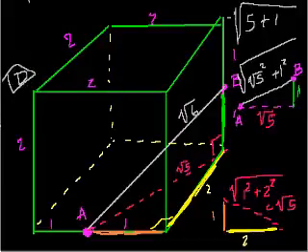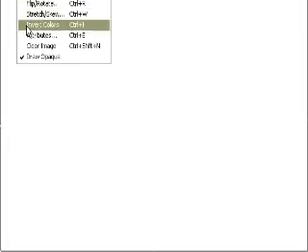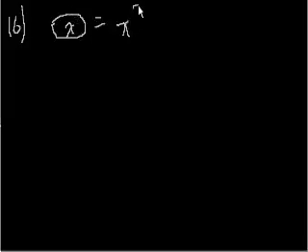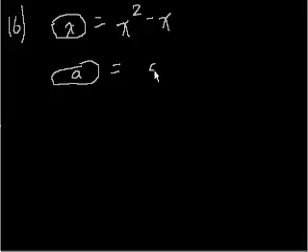Last problem. Problem 16. Let x, with this kind of oval looking thing around it, be defined as x squared minus x for all values of x. If a, so they're telling us that a is equal to a minus 2, what is the value of a? So what does this mean? A kind of with this oval.